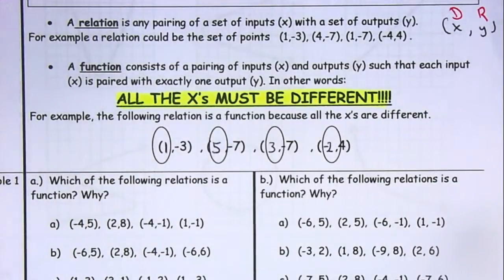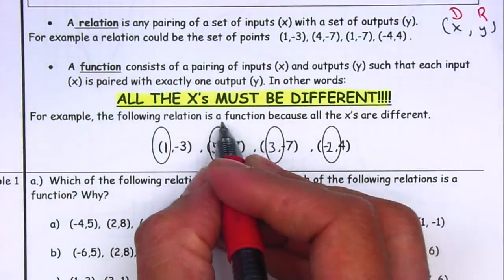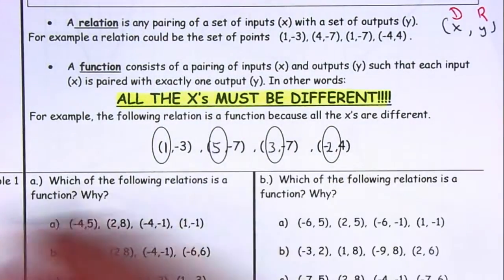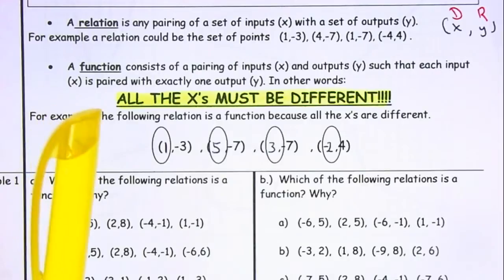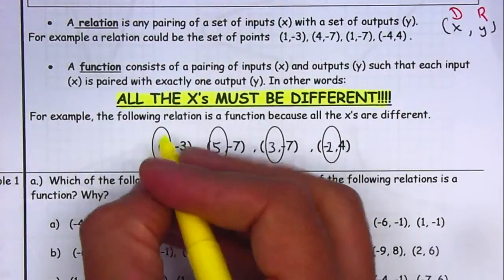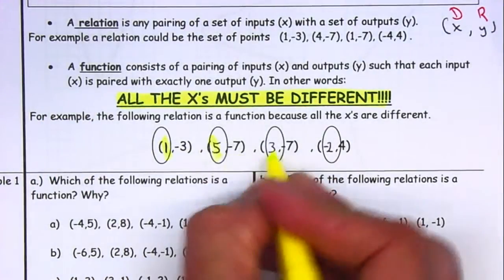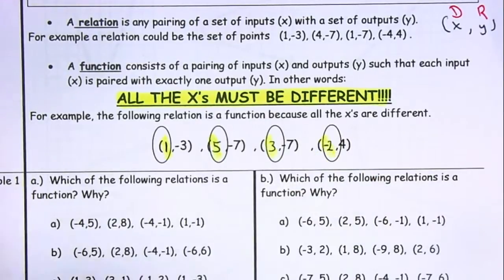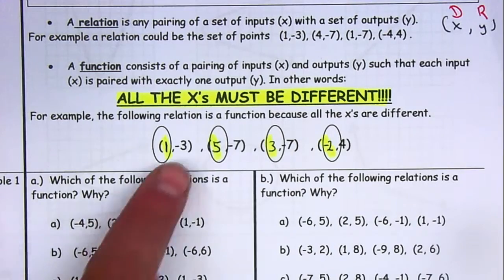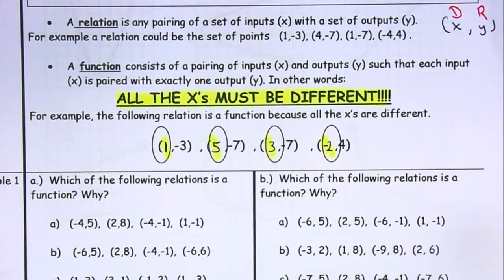For example, we have the following relation. It's a function because all the x's are different. And I want you guys to use your highlighter. I want you guys to highlight each of the x's. And notice that none of the x's repeat. So that means that this is a function. Let's go to example number 1.